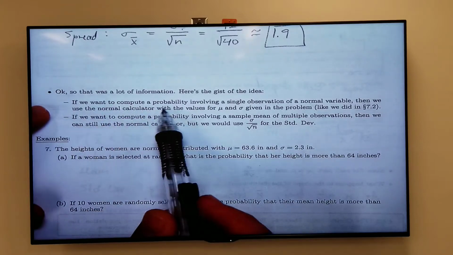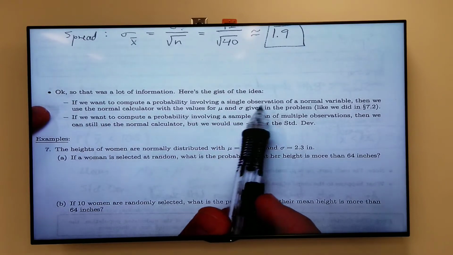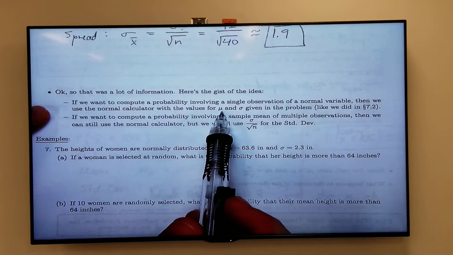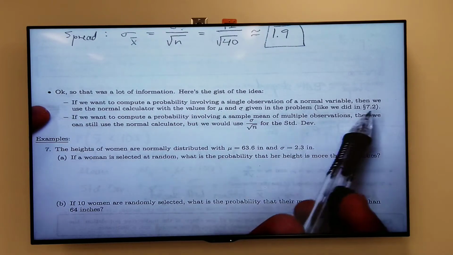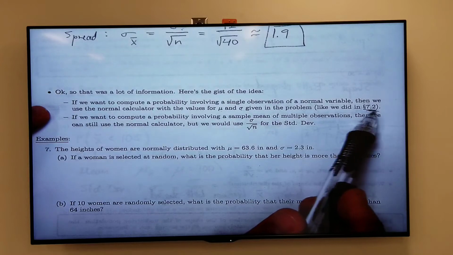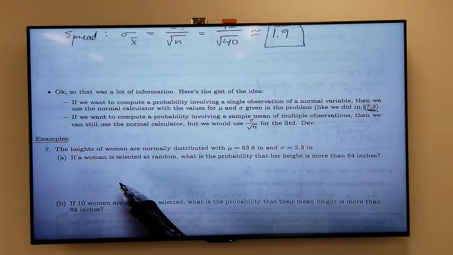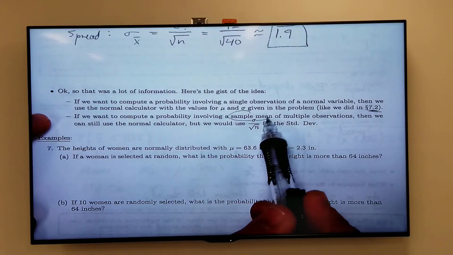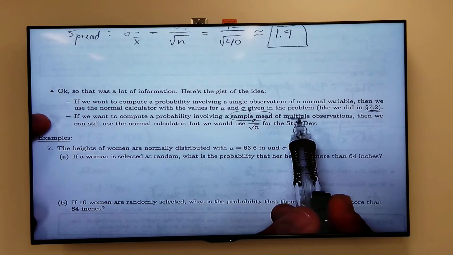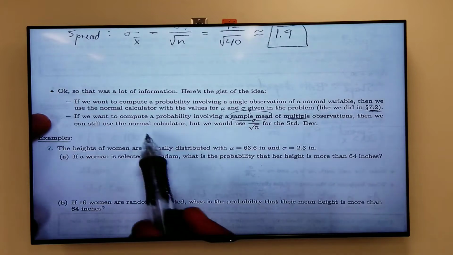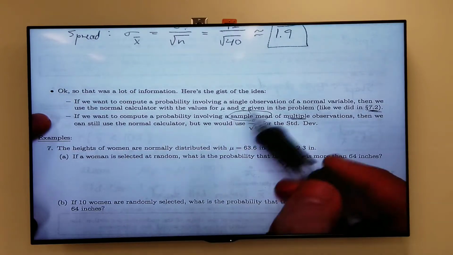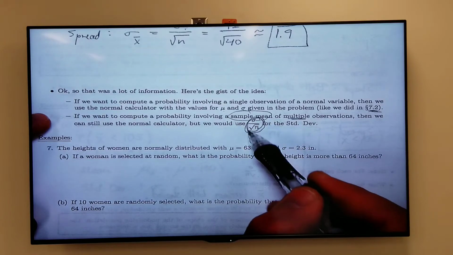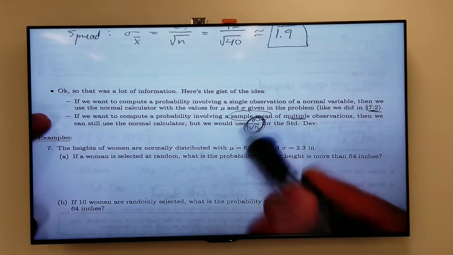If we want to compute a probability involving a single observation of a normal variable, then we use the normal calculator with the values for mu and sigma given in the problem, just like we did in 7.2. But if we want to compute a probability involving a sample mean of multiple observations, we can still use the normal calculator, but we have to use sigma divided by the square root of n for the standard deviation. That is the main difference right there.